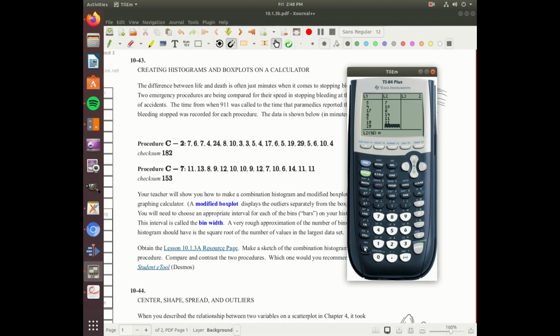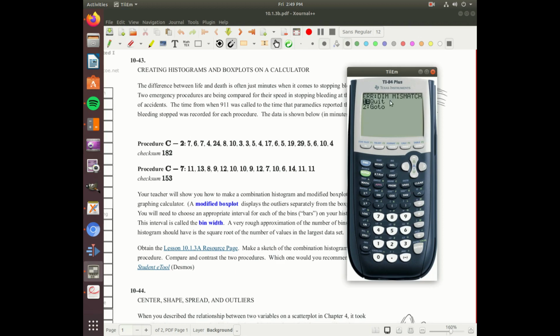So I've already pre-plugged some of this data in. If you'll remember, you turn it on, you go stat 1, and I've already input the data for C2 in L1 and C7 in L2. So what I want to do is check my data now and make sure I didn't screw this up. So I'm going to go to variable stats, and watch what happens. I'm going to say L1 and L2 and calculate, because essentially I want to do my checksums.